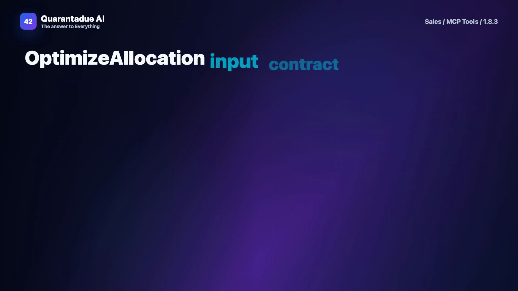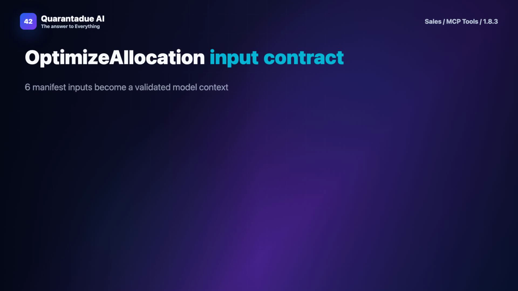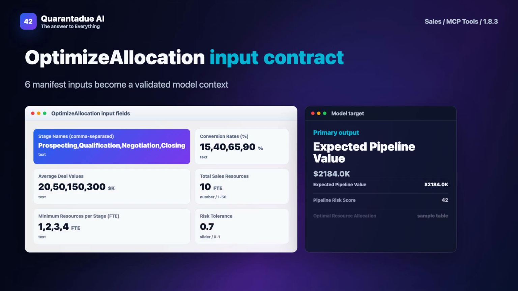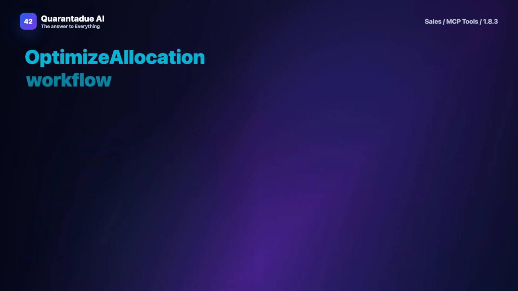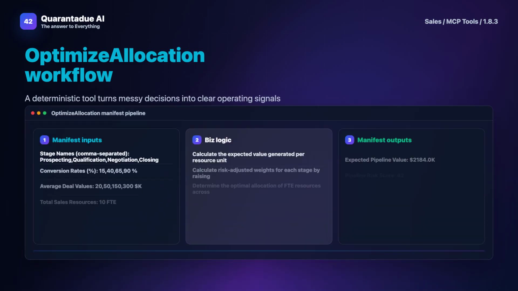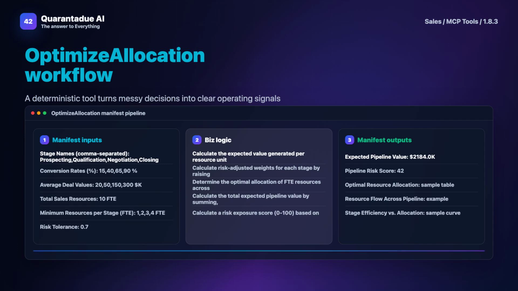Now, let's dive into the technical method behind OptimizeAllocation. At its core, it uses a mathematical model that considers multiple variables: conversion rates per stage, deal values, resource constraints, and risk factors. The key concept is dynamic optimization, which continuously recalculates the optimal allocation as new data comes in. This is different from static models that assume fixed rates. By incorporating probability distributions in sensitivity analysis, OptimizeAllocation provides recommendations that are both robust and adaptable.